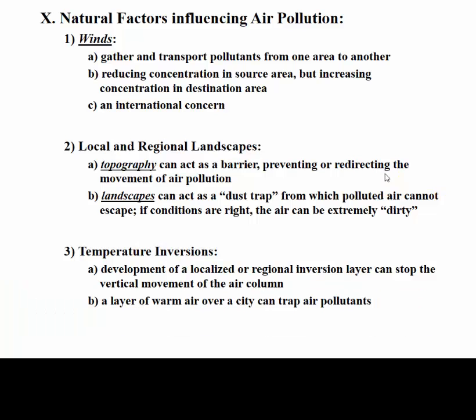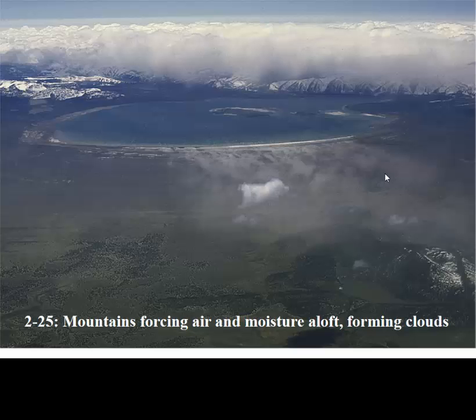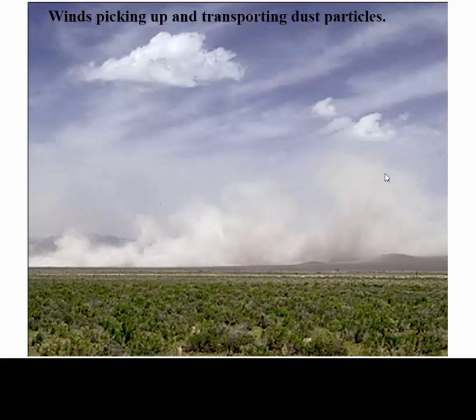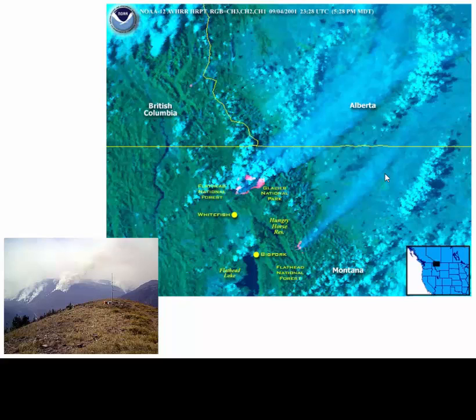Other factors influencing air pollution: winds, and then local topography. So topography can act as a barrier, redirect movement, landscapes that can act as dust traps, and temperature inversion. It means what it says. So a layer of warm air over a city can trap air pollutants. We have an example there, mountains forcing air and moisture aloft, forming clouds, and eventually precipitation, which is called orographic precipitation. And then winds picking up and transporting dust particles.